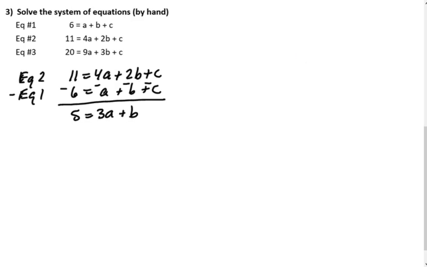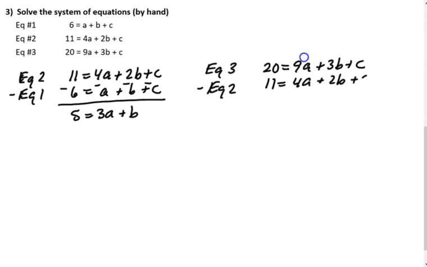Now I'm going to take equation 3 and I'm going to subtract equation 2. And there's a particular reason I'm choosing these two. For solving a system for a quadratic pattern, this method will always be the most efficient. 20 equals 9a plus 3b plus c. 11 equals 4a plus 2b plus c. Subtracting the second equation from the first, I get 9 equals 5a plus b. The reason I did 3 minus 2 and 2 minus 1 is in both cases I end up with just b for my second variable.